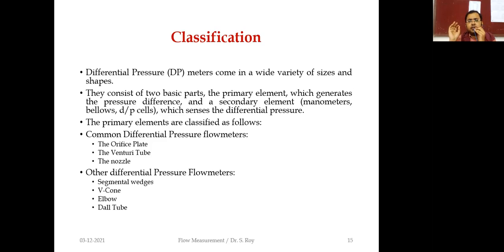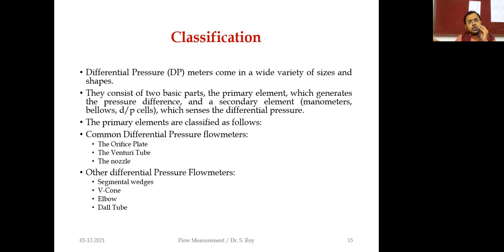And one more thing is there: differential pressure type flow meters are always used with a secondary component, because the primary device is just a restriction, and due to that restriction, the pressure difference is created. To measure the pressure difference, we need a pressure measurement device, which is known as the secondary element for these flow meters.